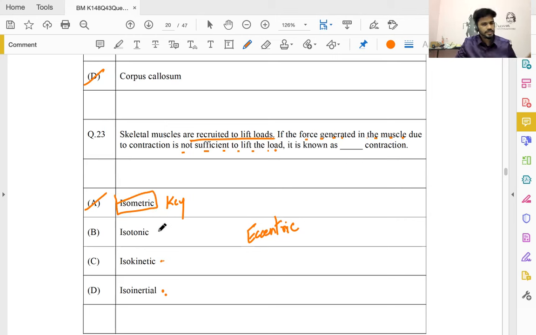But if you ask me, there is some ambiguity in the question. Isotonic, isokinetic, isoinertial are all possible. In all those cases, force generated can be less, need not be sufficient to lift the load. So there are ambiguities. Some of you thought isotonic for good reasons.